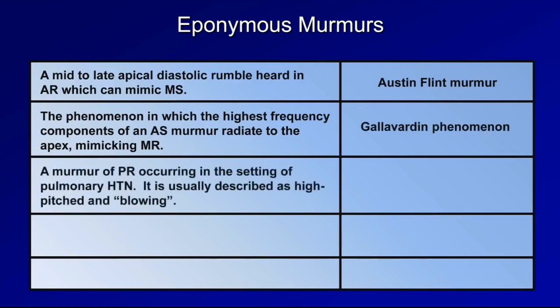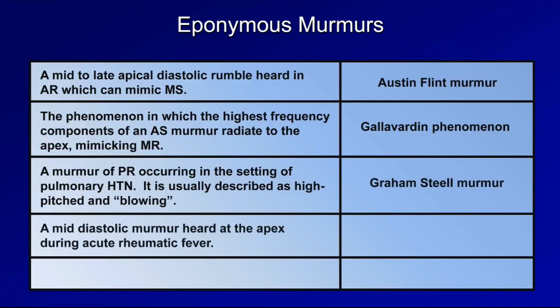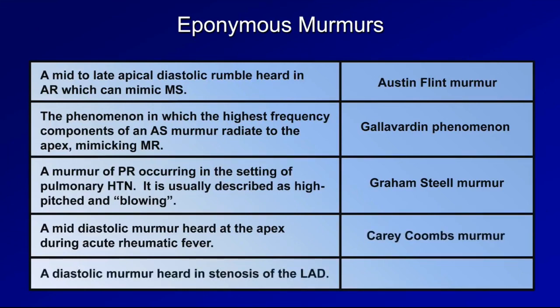A murmur of pulmonary regurgitation occurring in the setting of pulmonary hypertension. The Graham-Steell murmur. A mid-diastolic murmur heard at the apex during acute rheumatic fever. Carey-Coombs murmur. And lastly, a diastolic murmur heard in stenosis of the left anterior descending artery. That's Dock's murmur. I will leave you with one final point of trivia. The Austin-Flint murmur, Graham-Steell murmur, and the Carey-Coombs murmur are, as far as I know, the only eponymous physical findings in the body which contain the physician discoverer's first and last names.